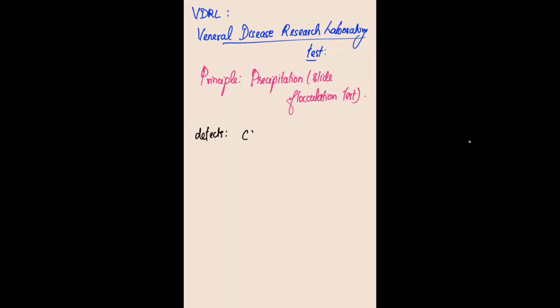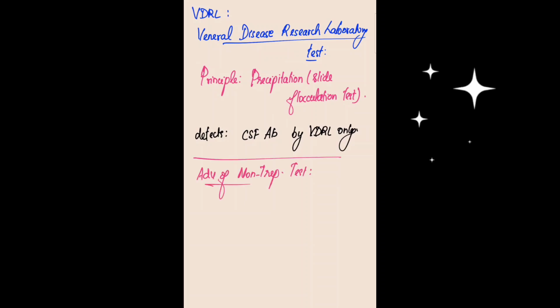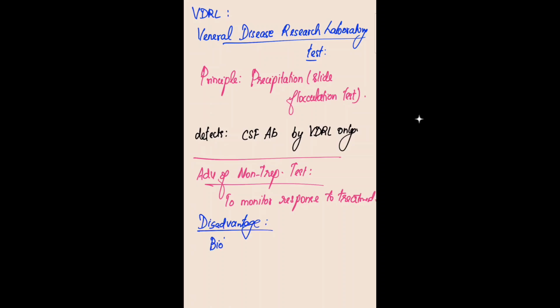Now let's see about VDRL test. VDRL means Venereal Disease Research Laboratory Test. The principle used here is precipitation by slide flocculation test, and it detects the CSF antibodies. Only by VDRL can we detect the CSF antibodies. And the advantage of the non-treponemal test is that it is used to monitor the response to treatment, and disadvantages are it can show biological false positive or else prozone phenomenon.